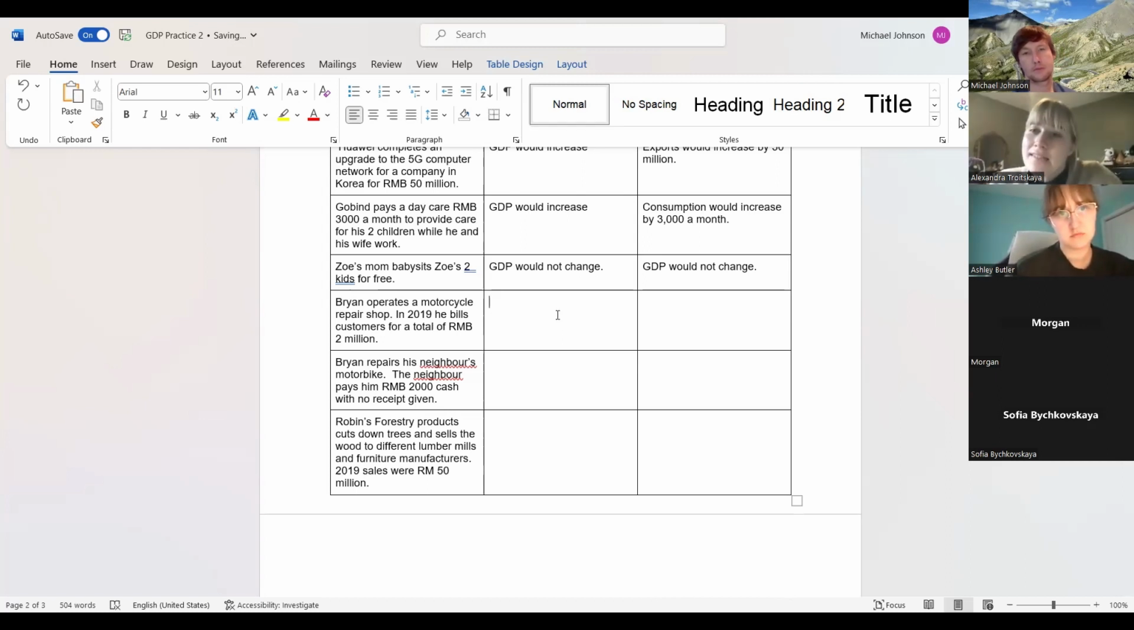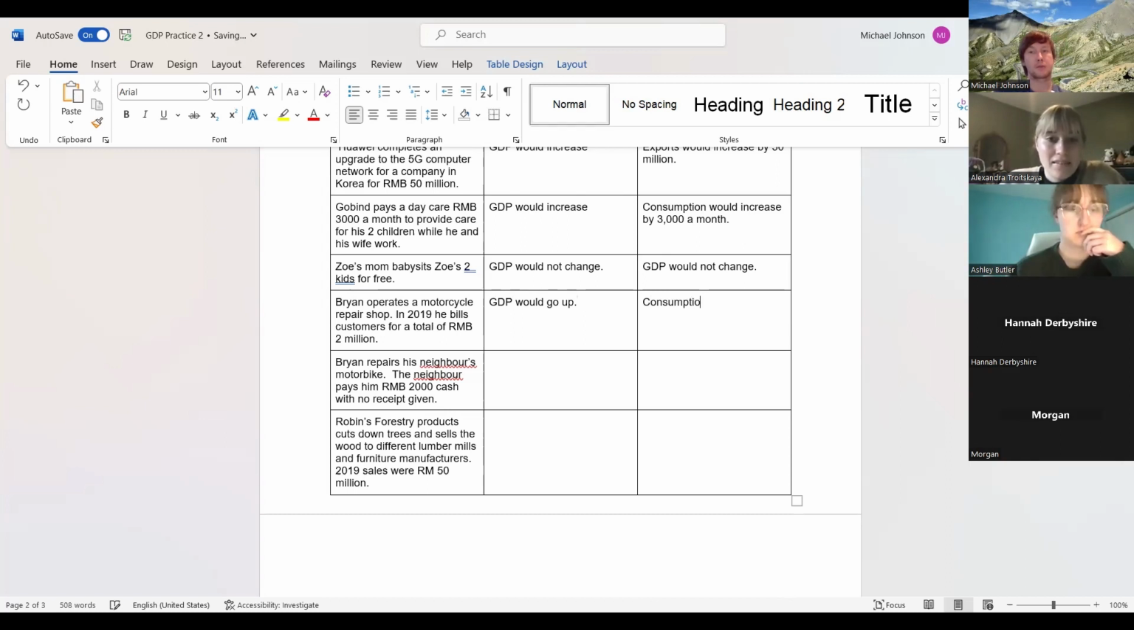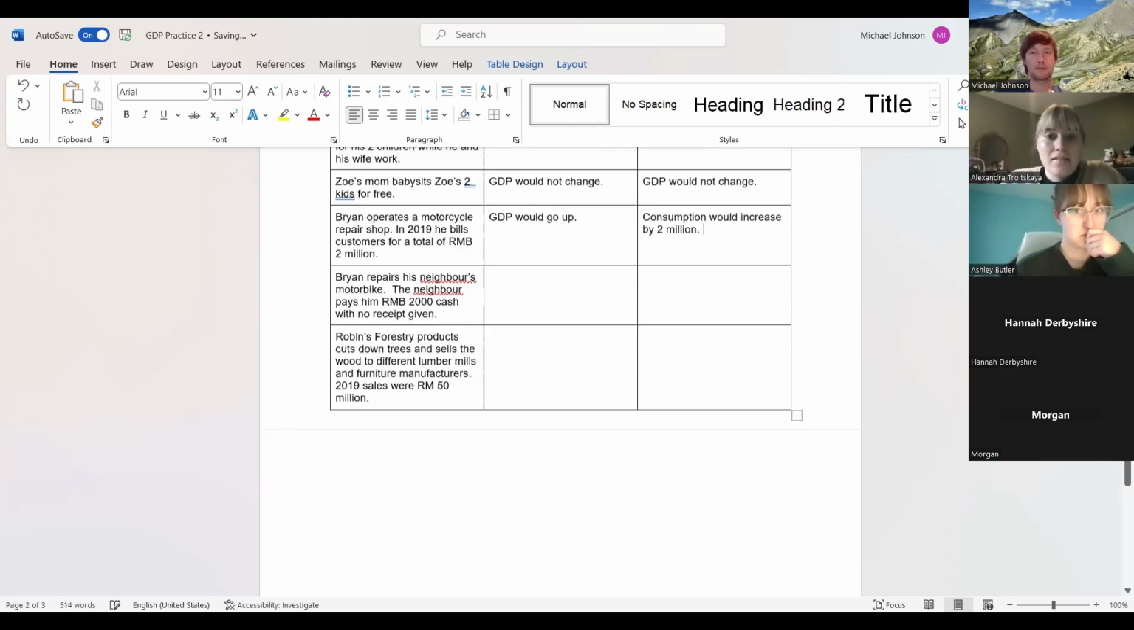Because he repairs an already made product, but he still provides a service. I think it would be the service. That's probably consumption expenditure. Yeah, exactly. The GDP would go up because repairs would be under consumption. So good job identifying that. Consumption would increase by 2 million. Good job on that.